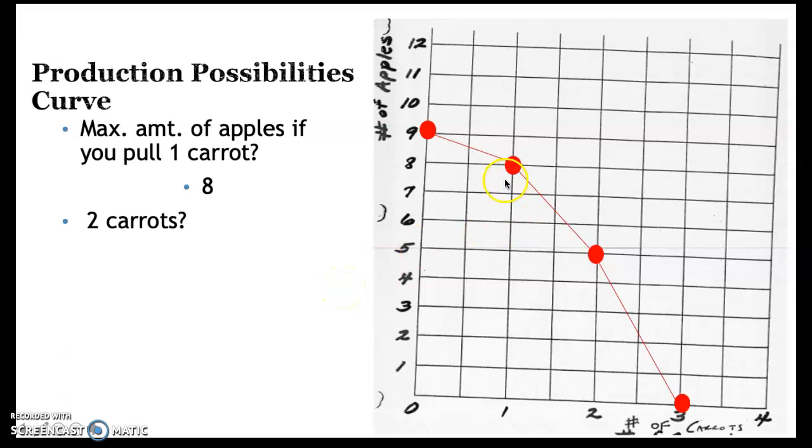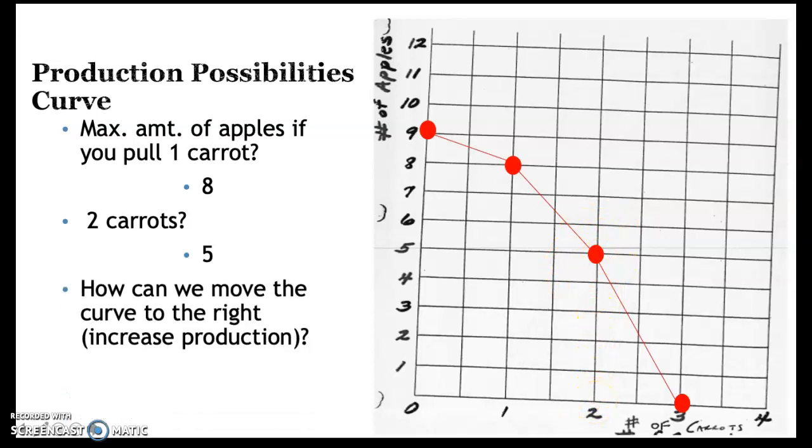Now, what if we took another worker away? Let's say 2 out of the 3 workers, workers 1 and 2, are pulling carrots instead of apples. Then we would only have 5 apples produced in a day, as referenced by this dot on the graph here. So this is showing our production possibilities curve based on the numbers we had in the last couple of slides, based on the 3 workers and their ability to pull carrots as well as apples.